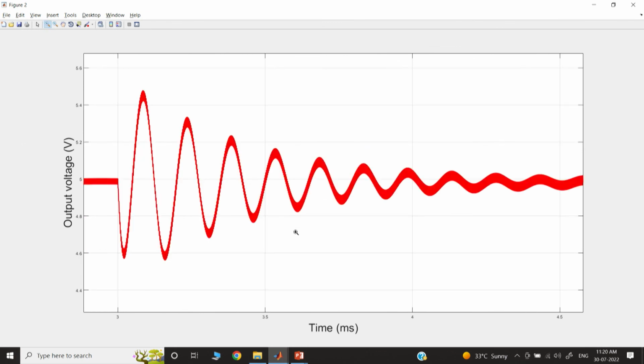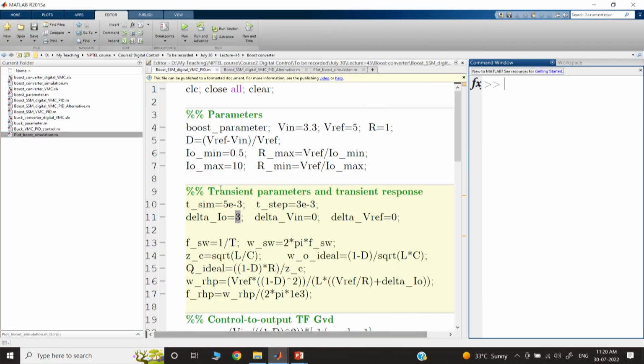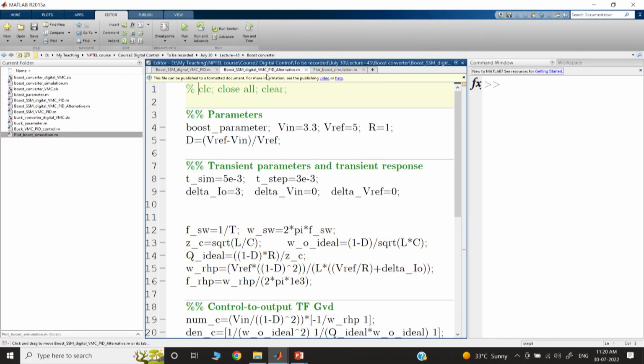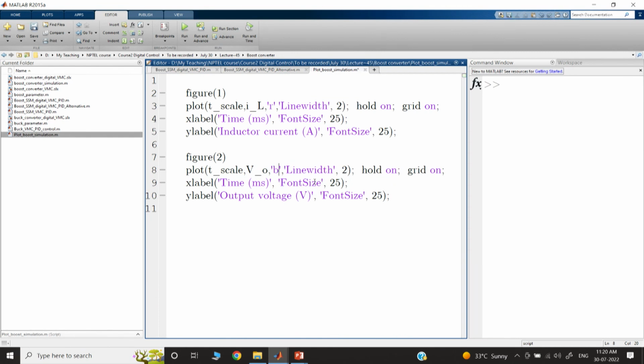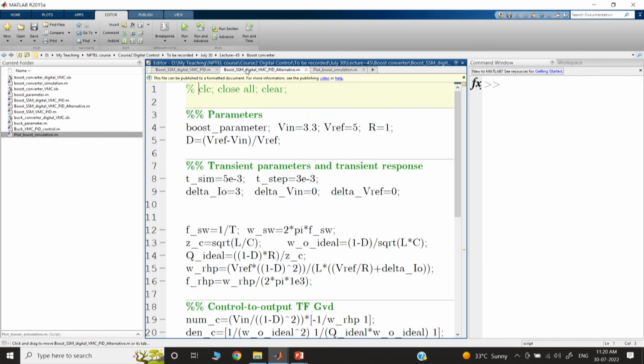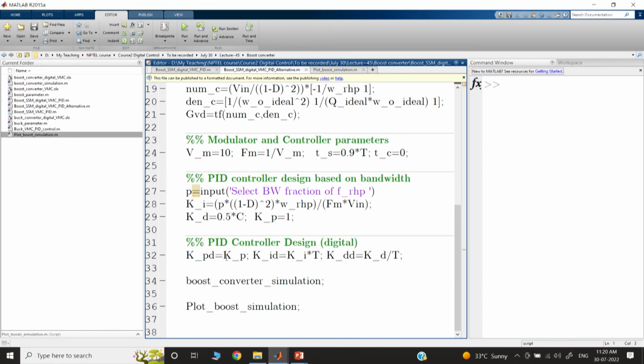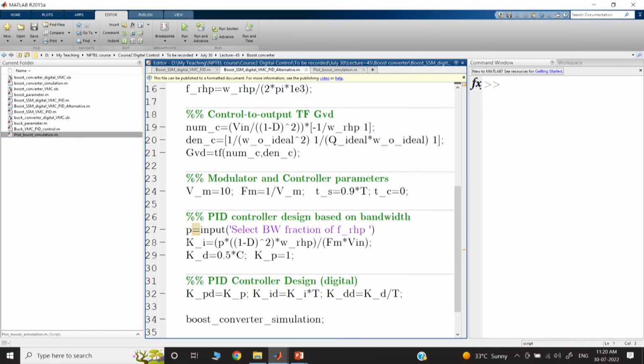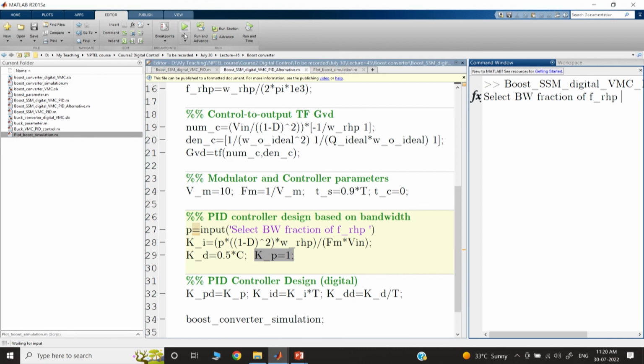Okay, so this is under voltage mode control, and now we want to go for the alternative method that we have discussed. In the alternative method, what we will do is design the PID controller by setting Ki to be the same as we discussed, and Kd, that means the fraction of omega c times (1 minus D) whole squared into RHP zero by Fm into Vin. Fm is nothing but 1 by Vm, Kd equal to 0.5 times C, and Kp for a small gain 1. So, let us run it and see what happens.